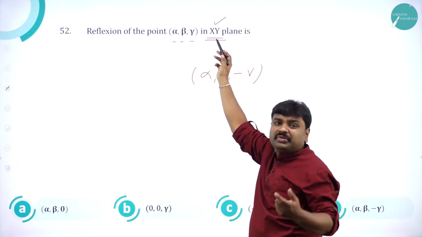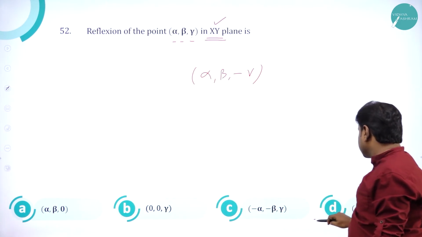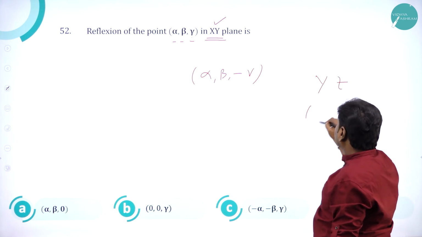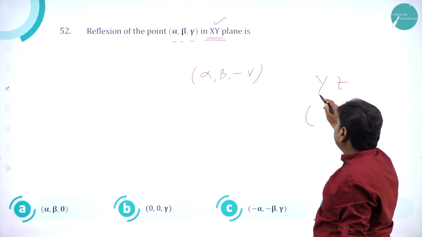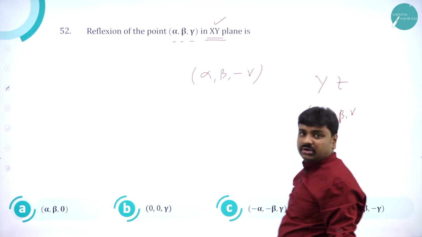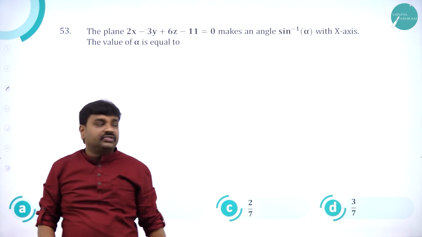Because in xy plane, what is missing? Z. So z coordinate changes to negative. That's it. So alpha, beta, minus gamma. Option D. If I ask what is the reflection with YZ plane, the same question, so what is missing? X is missing, so it will become minus alpha, beta, gamma. Understood? And one of the interesting shortcuts makes your process to solve in 10 seconds.